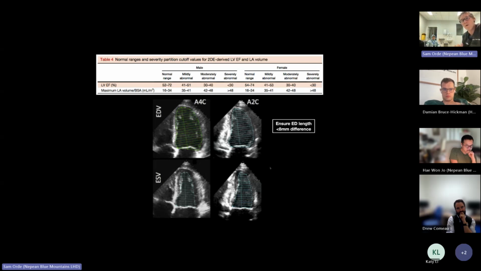But if we can try and remember what normal, mild, moderate, and severe abnormal are, and they're different for men and women. But I have sort of cutoffs for me of about 52 and above would be normal, and then anything from 40 to 52 is mild, 30 to 40 moderate, and less than 30 severe.